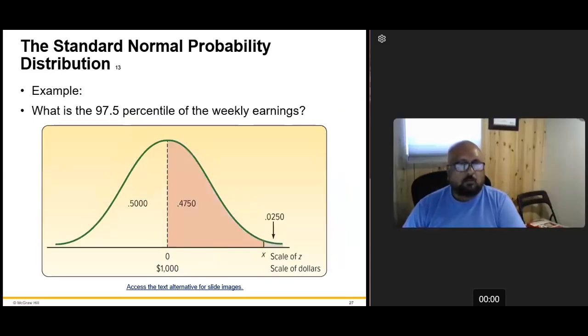All right, so now let's look at percentiles. An example is, what is the 97.5 percentile of the weekly earnings? Well, the answer is 0.4750, but how did we find it?